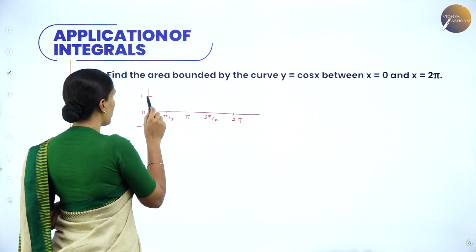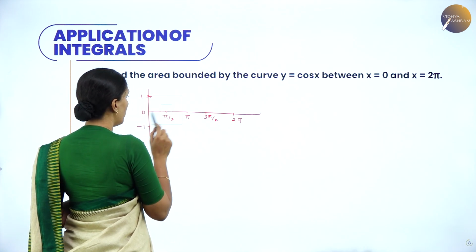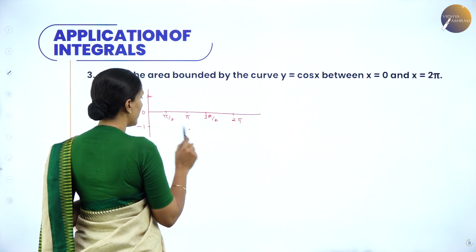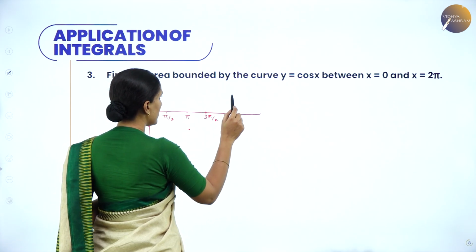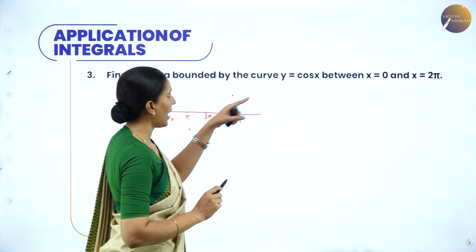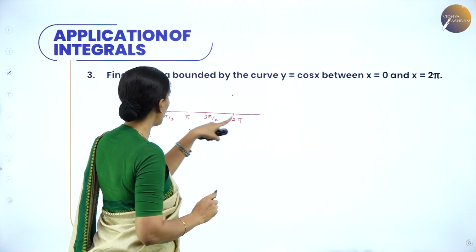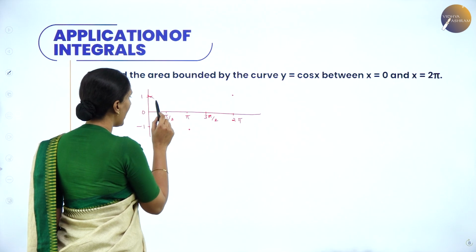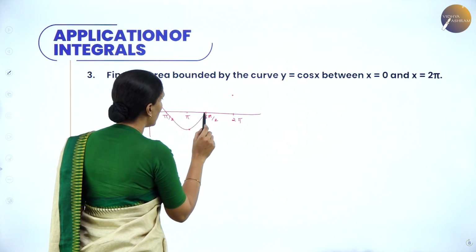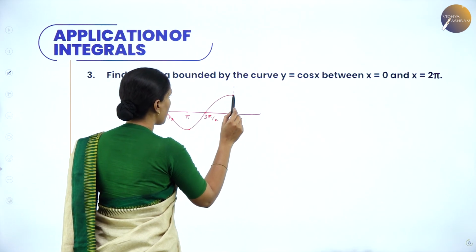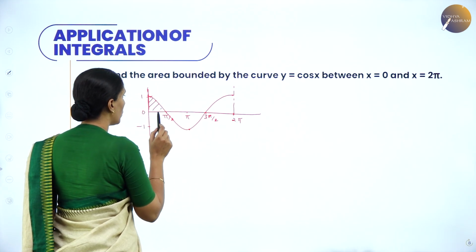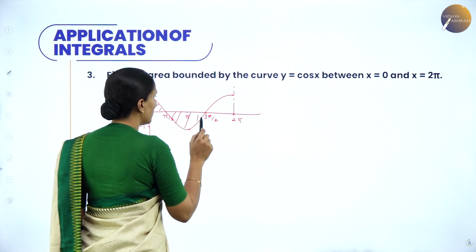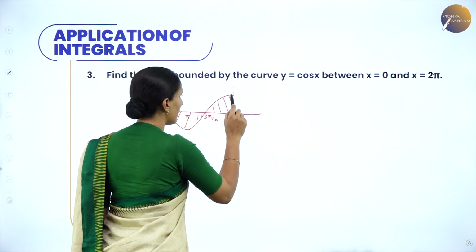We know that cos 0 is 1, cos pi by 2 is 0, cos pi is minus 1, cos 3 pi by 2 is 0 and again cos 2 pi is 1. We need to calculate the area between 0 to 2 pi. If I draw the diagram, it looks like this. So this is the region I have to calculate, the total area formed by this curve.